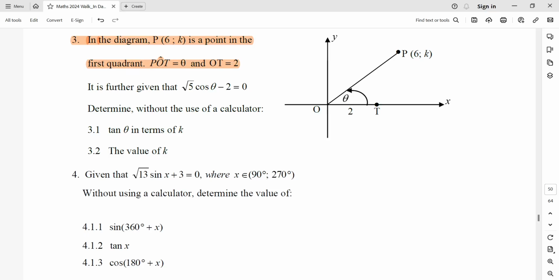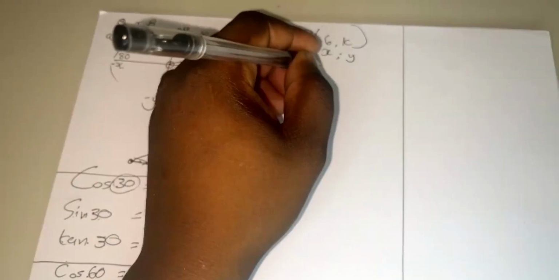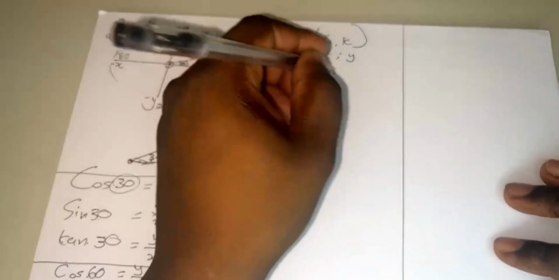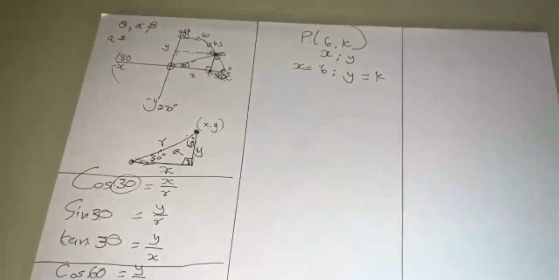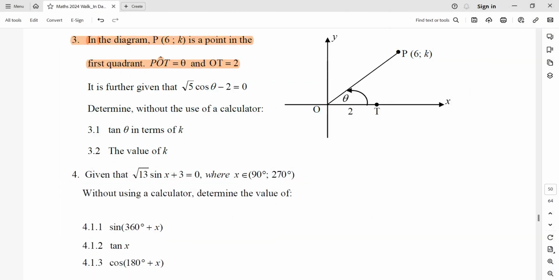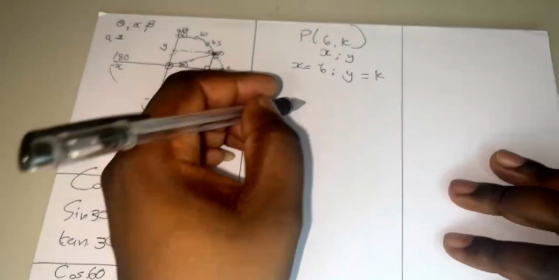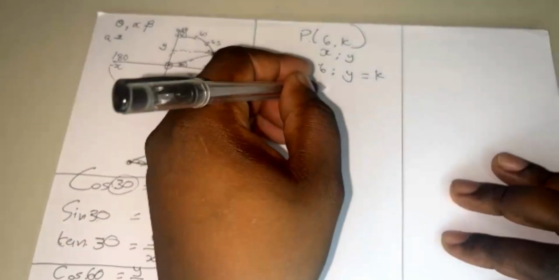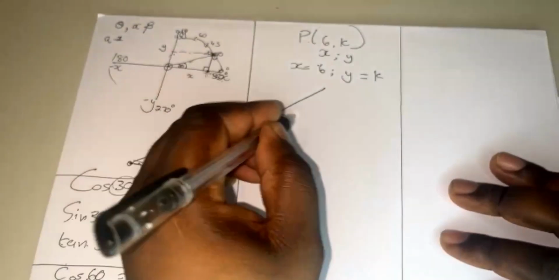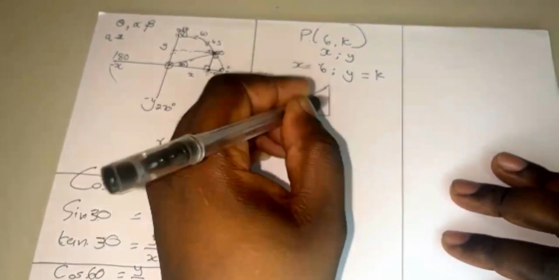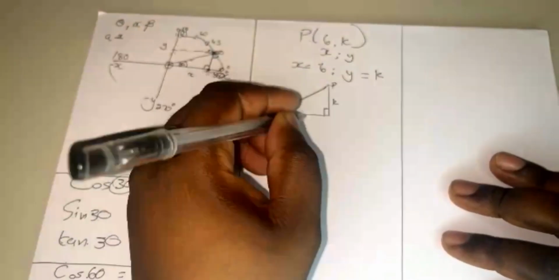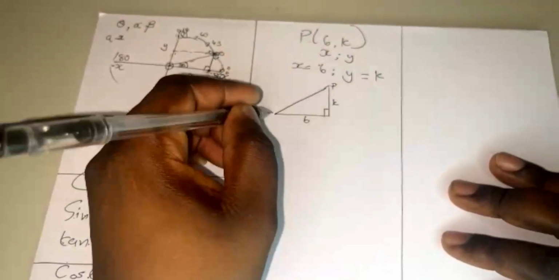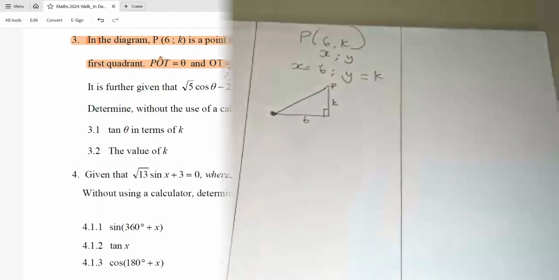So we have x equals 6 while y equals k. So you see, let us look at our triangle. Which triangle are we talking about here? We're talking about triangle P O, and then O this side. So our 90 degrees is going to be somewhere here, and then this is our P, then this is going to be k, this is going to be 6, and this is going to be 0 in that case.